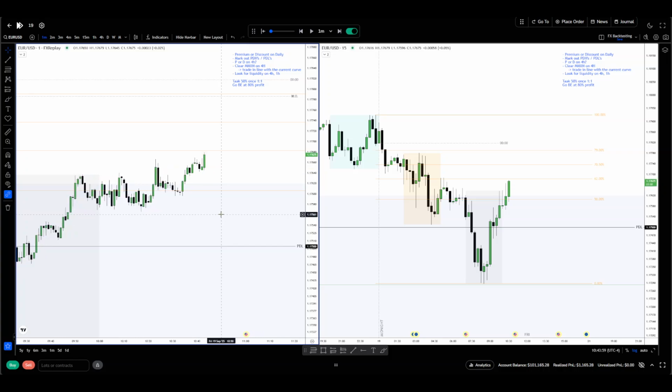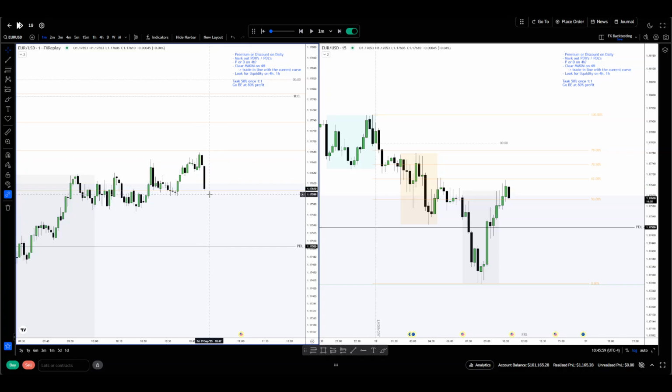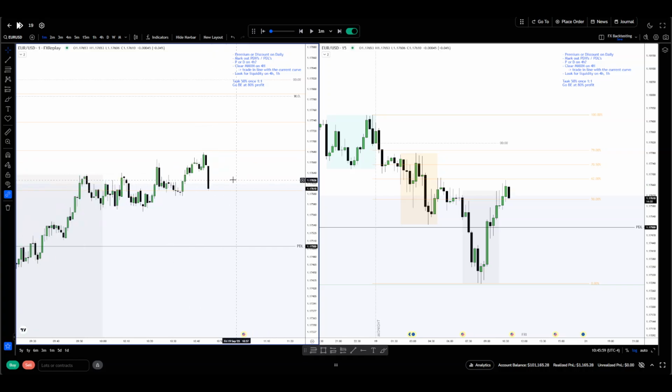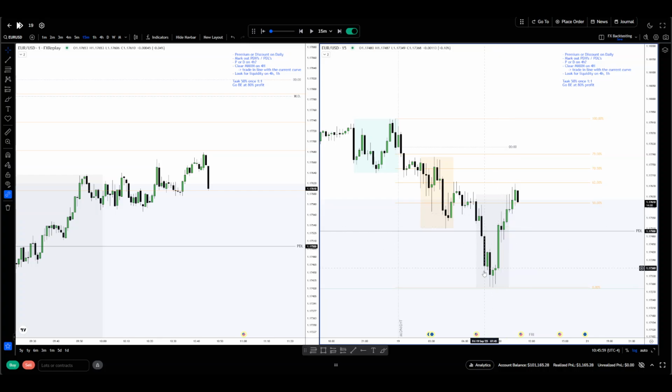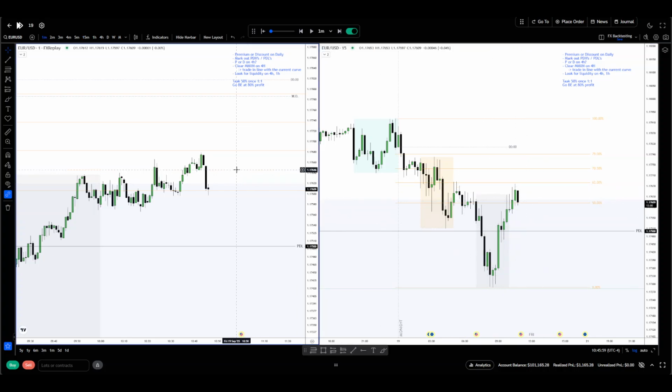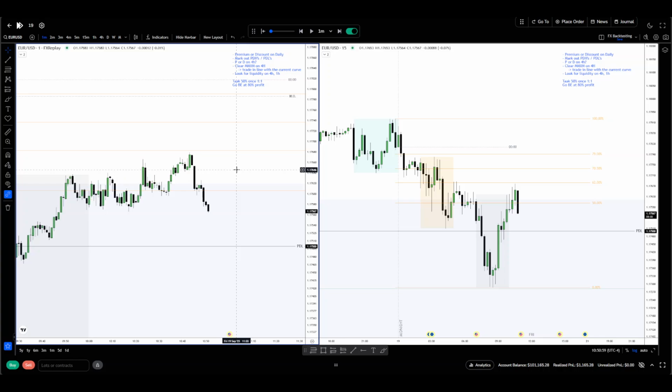Okay, so we go higher, higher. This is displacement. Okay, so we kind of had a 3 drive. 1, 2, 3. And here we took out those equal highs. And now we created again new equal highs at the 62 level. Also tapping into this order block, right? But order flow has now been bullish, so okay, now I can change below.